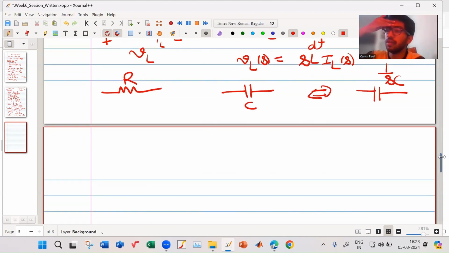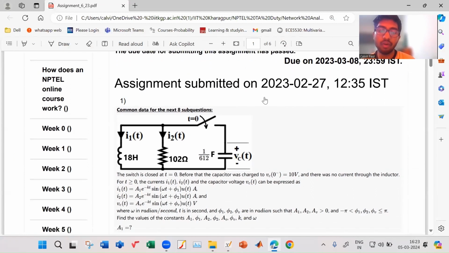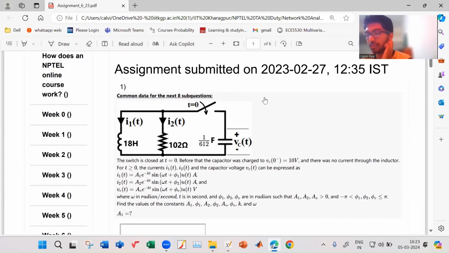So now let us consider, we'll start solving the sums, and if we require some theory, I'll teach it there. Okay, let us consider this sum.